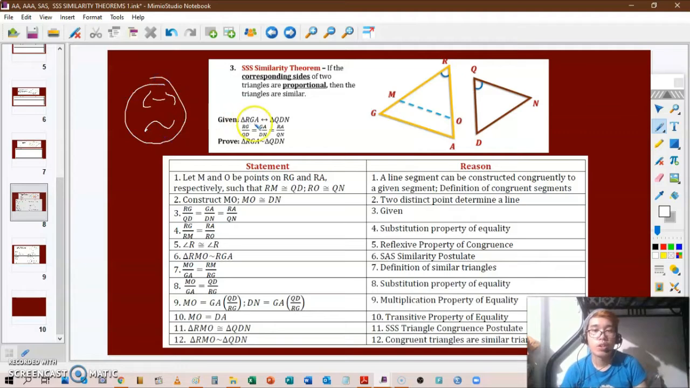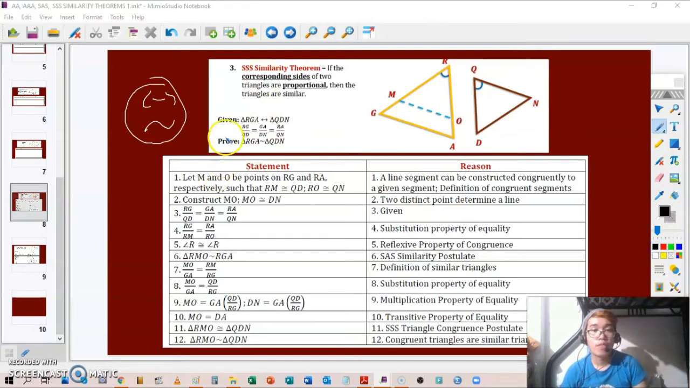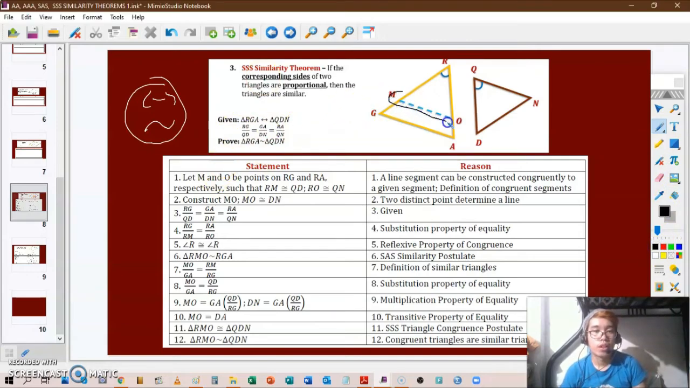So triangle RGA is similar to triangle QDN, and the ratio of their sides RG over QD is equal to GA over DN is equal to RA over QN. So for this one, guys, the first thing that we have to do is construct. We have to construct this line first in order to solve for the proportion that we have here.